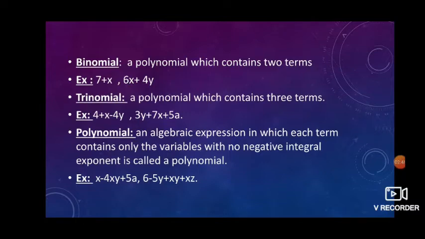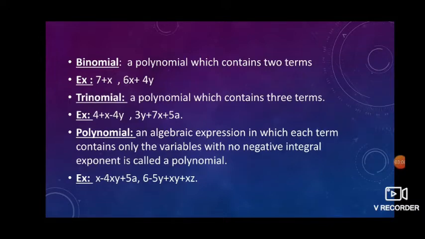Next one is a trinomial. Tri is nothing but 3, meaning an algebraic expression which has 3 terms, we call a trinomial. Example, 3y plus 7x plus 5a, where we can see 3 terms: 3y, 7x and 5a.